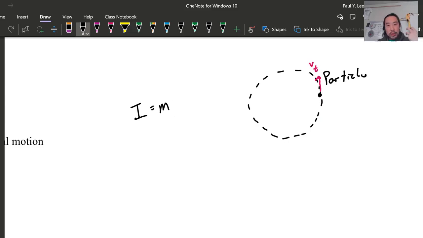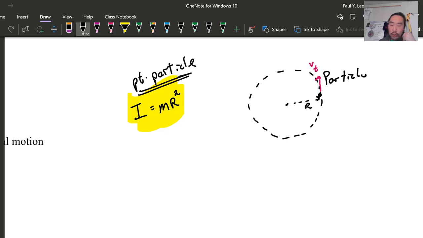Now, because we're in the rotational unit, the other variable that's important here is the radius, but the way the calculations work out is that the radius is in fact squared. Now, this is for a point particle, so it's the most basic formula for rotational inertia. And by that, what I mean is that different objects that are rotating have a different rotational inertia formula.